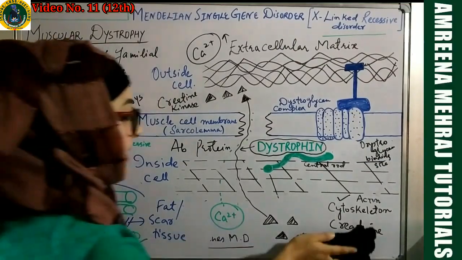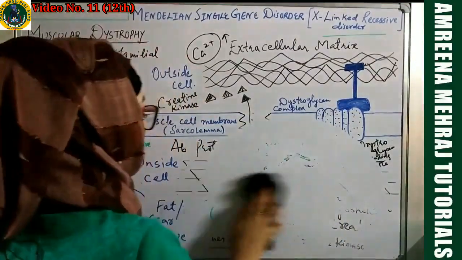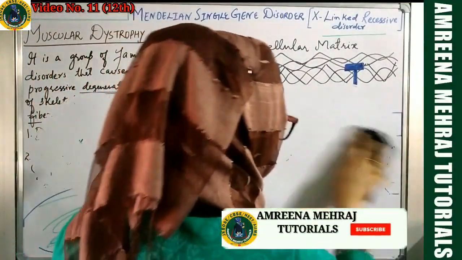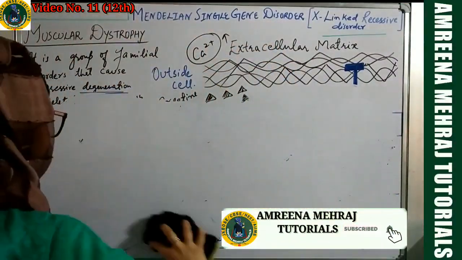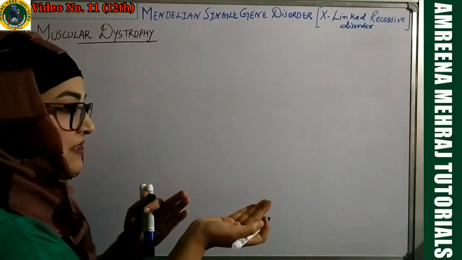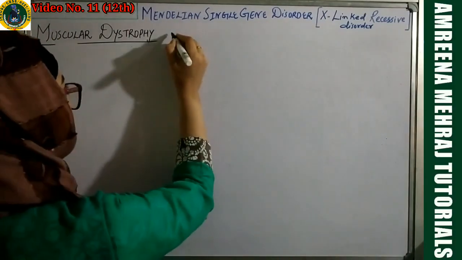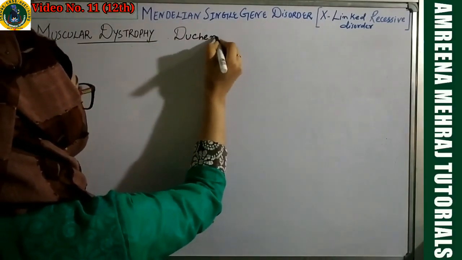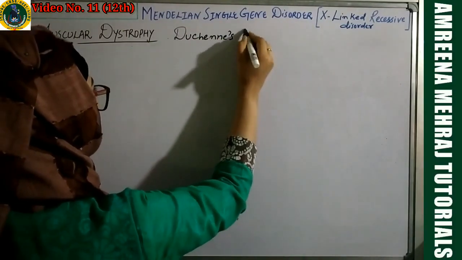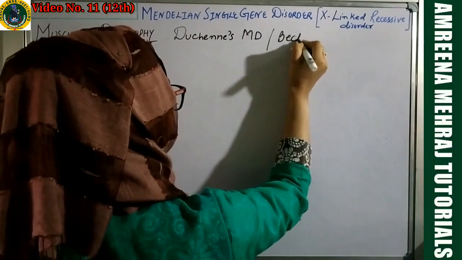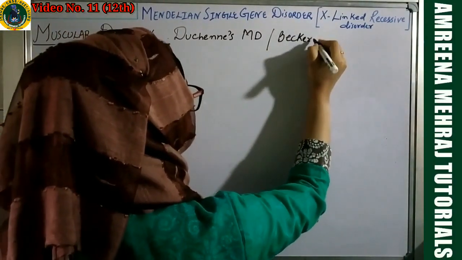Now let me give you an idea about what sort of mutation it involves, which gene is mutated. Let us talk about the genetic mutation which happens in muscular dystrophy. Specifically, we are talking about Duchenne's muscular dystrophy. So you need to understand now, Duchenne's muscular dystrophy, and the same thing happens in the case of Becker's muscular dystrophy also.